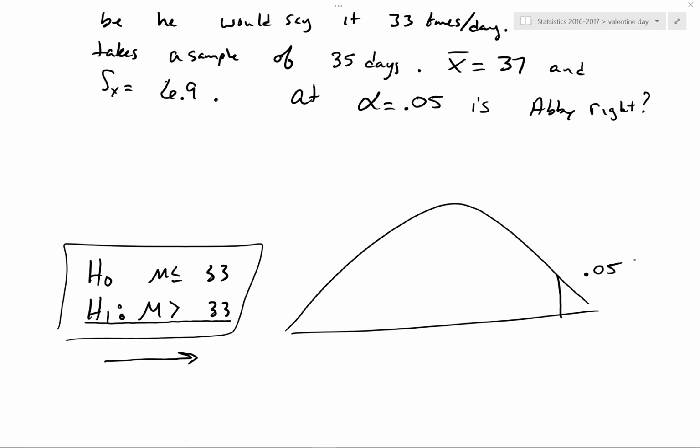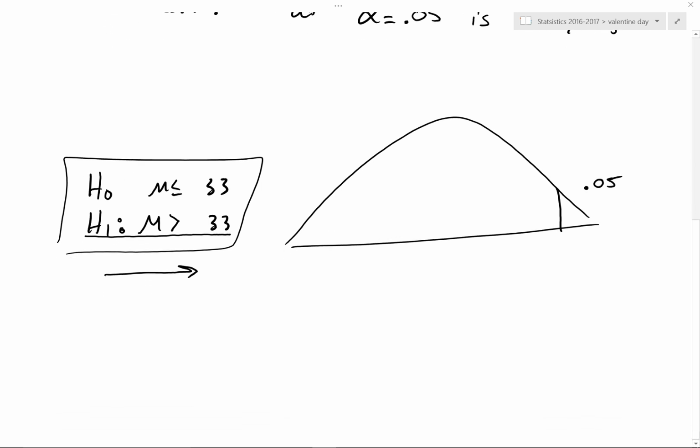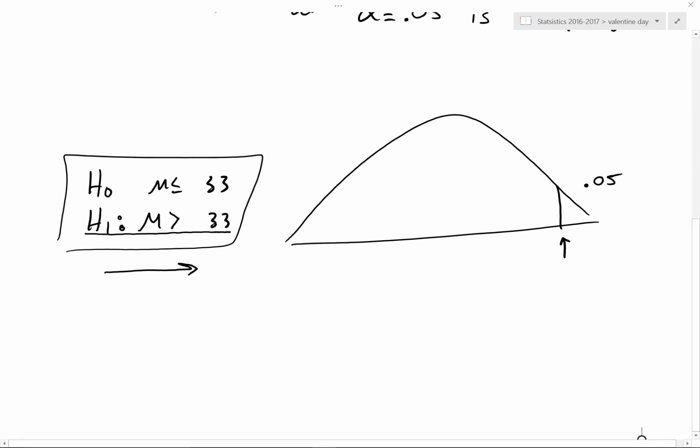Now, friends, could we find this cutoff score? Is there a way to do that? How do I find this z value that corresponds with 0.05? What do I do? Inverse normal. That's right. Do it now with me.